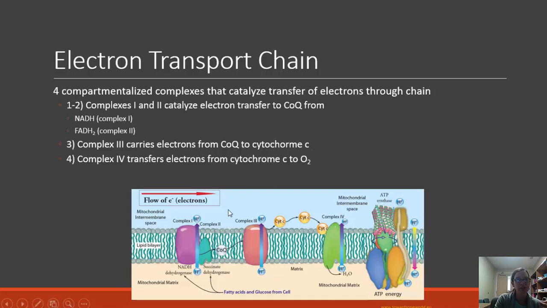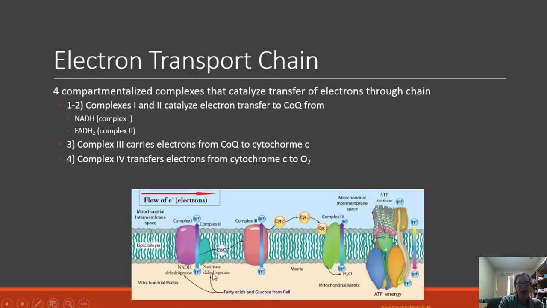Okay, so we have 4 different complex structures in this electron transport chain on the inner mitochondrial membrane. So in complex 1, we're going to have our NADH reaction occur, and we're going to have NADH dehydrogenase. Makes sense. Going to take the hydrogen off of the NAD, and the hydrogen is going to be in our mitochondrial matrix, and we're going to pump our electron to complex 2.